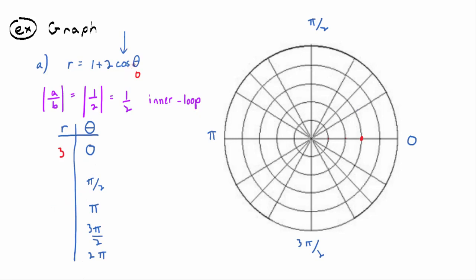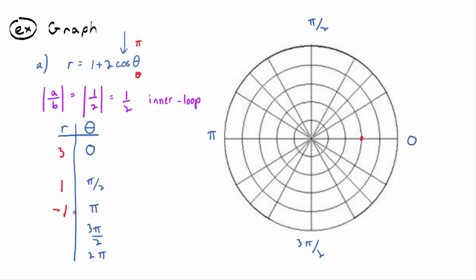So pi over 2. What's the cosine of pi over 2? 0. Times 2 is 0, plus 1 is 1. Everybody buy that? Okay. Pi. What's the cosine of pi? So you plug in pi. Cosine of pi is -1. Times 2 is -2, plus 1 is -1. Everybody see that? Okay, 3 pi over 2, cosine.